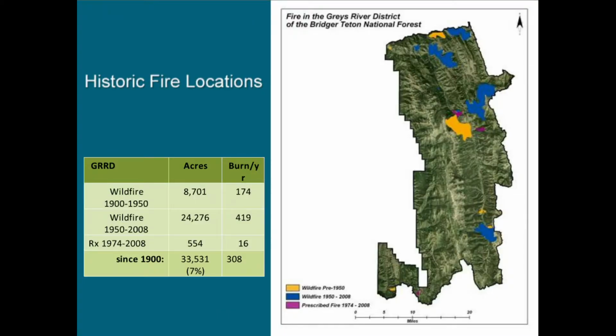So this map gives a visual indication of historic fire locations. These are all since 1900. Pink is prescribed burn, so very few acres of prescribed burn. But in general, you can see that there's a large lack of disturbance events and fire on the landscape in here. Timber harvest has been on the decline since 1963. There have been about 10,000 acres harvested. So in general, a pretty universal lack of disturbance events.